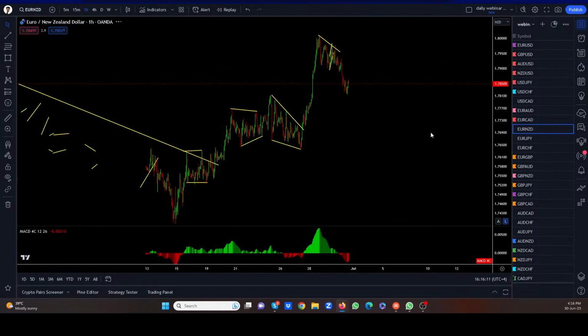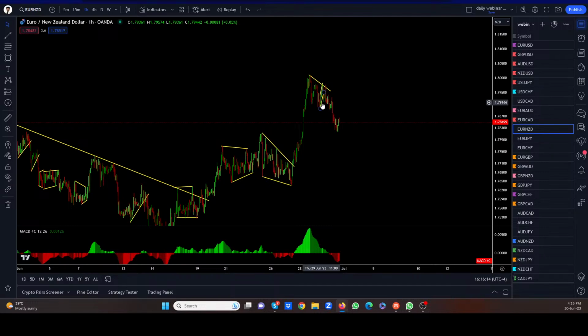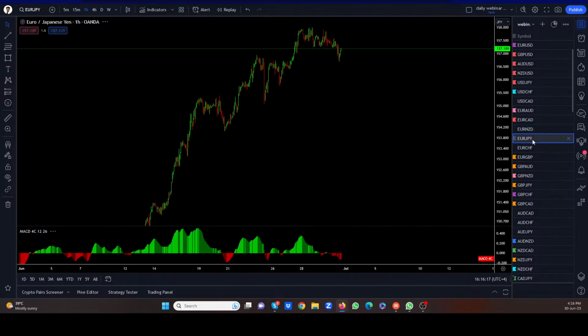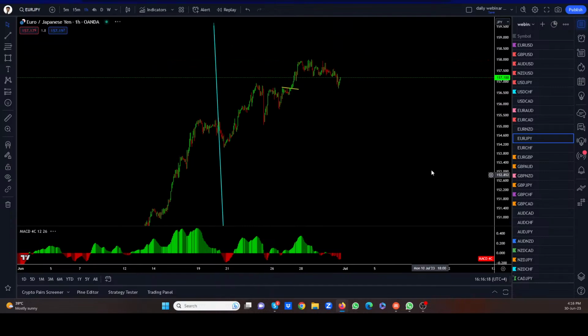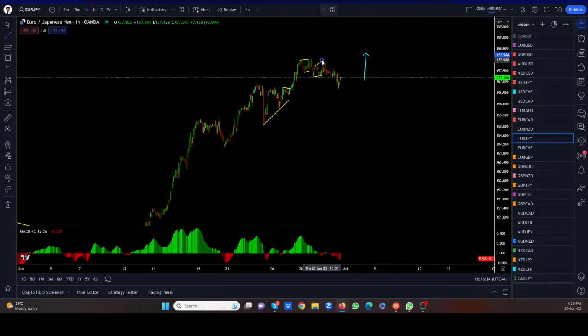Upside. Look for the buy setup now. All right, it's starting to go up. Wait for a flag. We'll buy. Euro yen. It's upside. Wait for a flag. Buy. Or you can buy on the breakout, depending on what strategy you normally use.